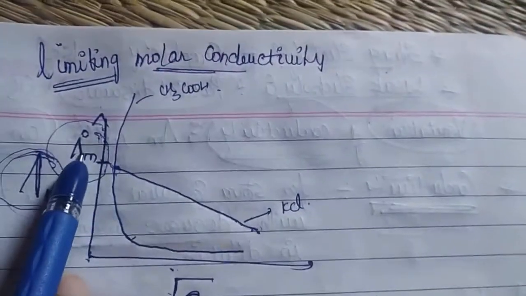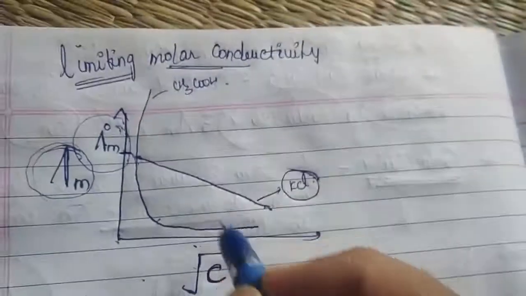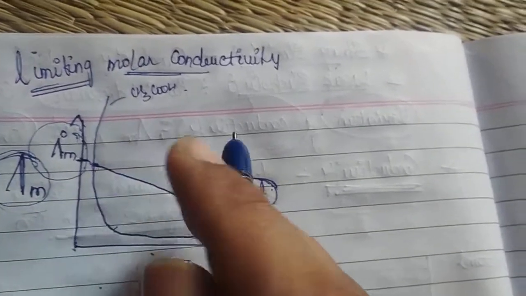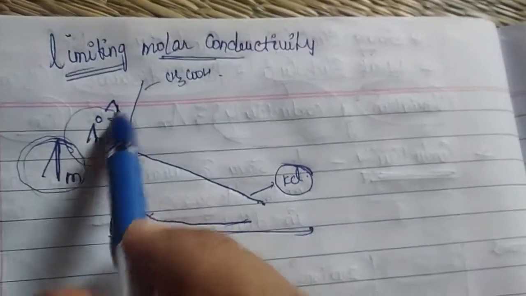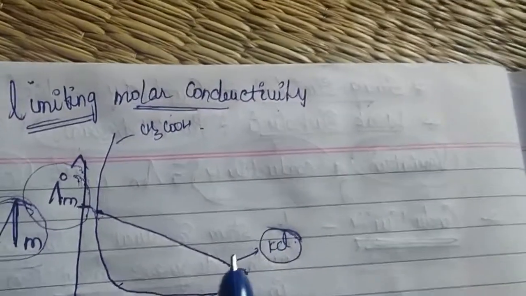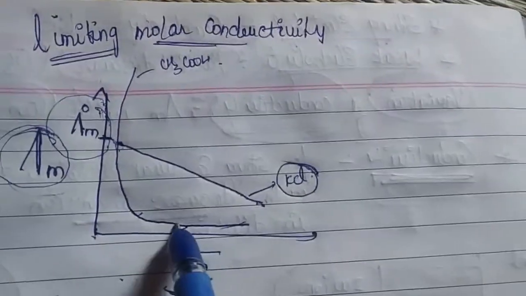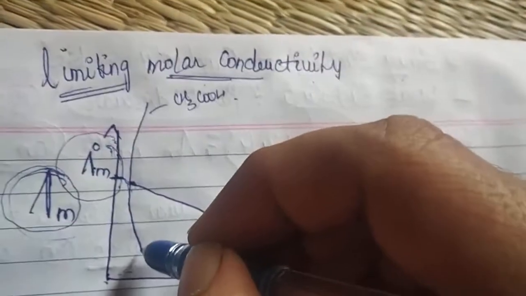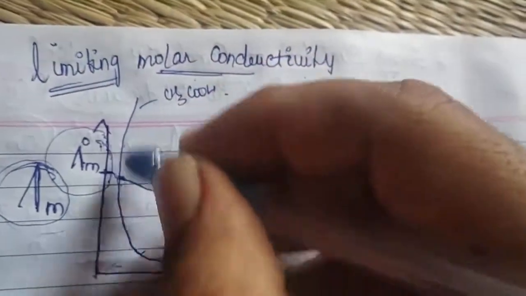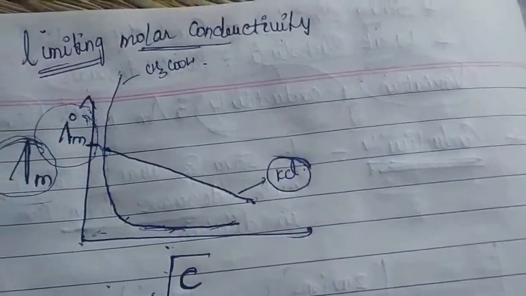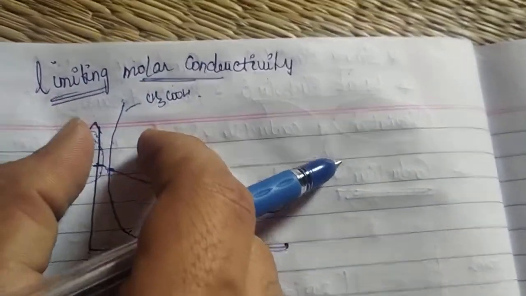This is obtained for which one? For your strong electrolyte. But when you consider a weak electrolyte, can I measure my lambda naught m? What I am asking you, can I measure my limiting molar conductivity for my weak electrolyte? Of course not. Why is it so? Because as your concentration tends to zero, whatever my value was for lambda m, it becomes parallel to your y-axis. So I will not be getting one particular value.